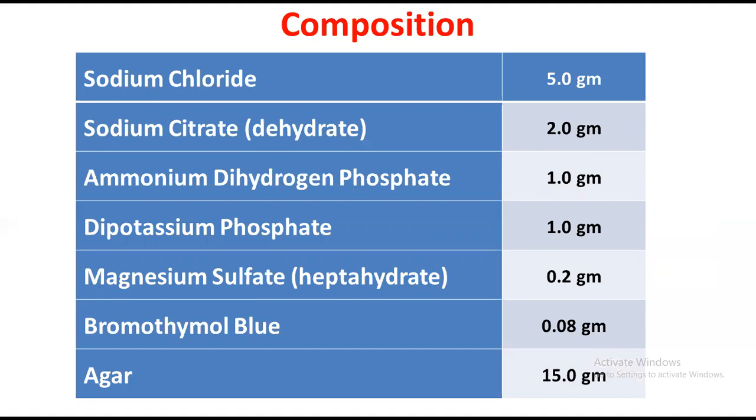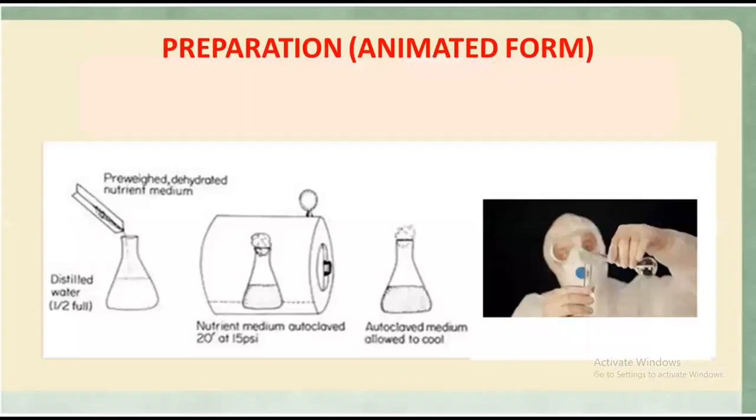Bromothymol blue is used as a pH indicator. When there is a certain shift in the pH, it will change its color, and by detecting that color, we can easily tell whether the organism is citrate positive or citrate negative. And at the last, it consists of agar, which performs solidification of the media.